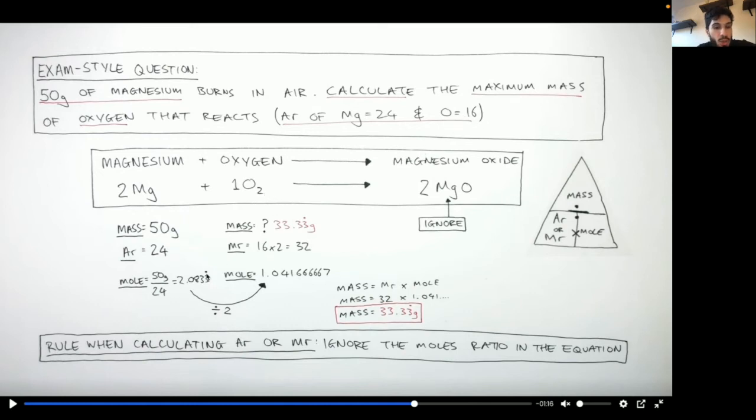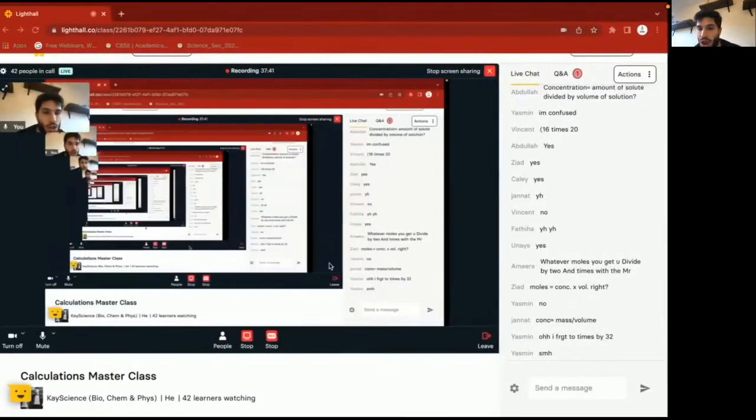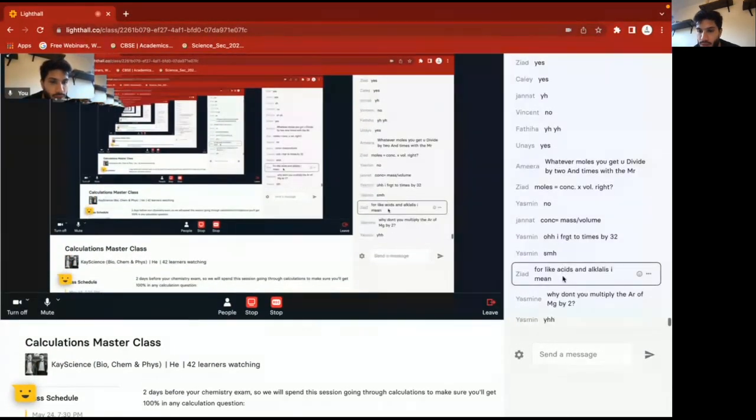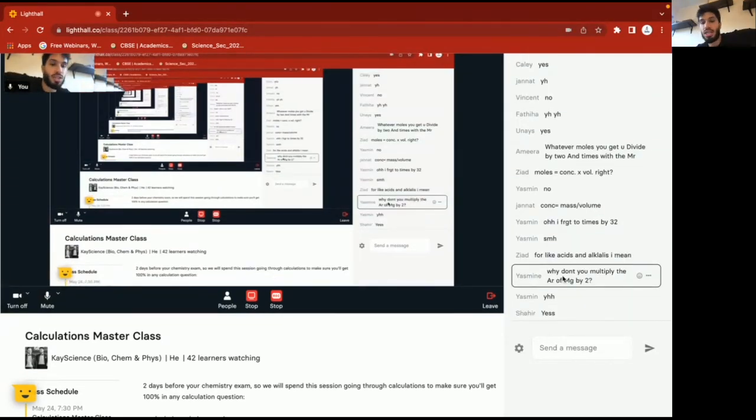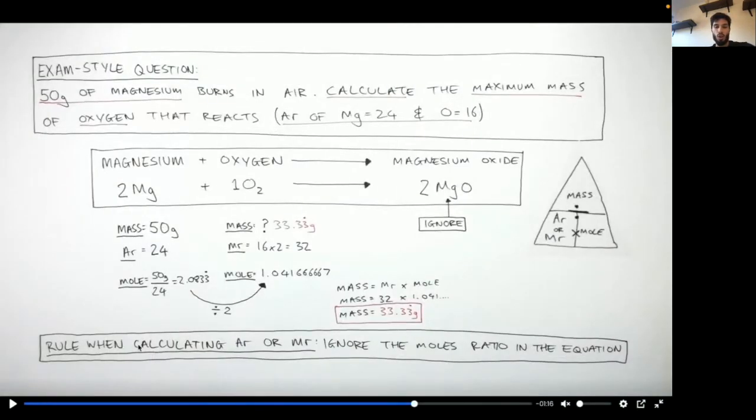Okay? How do we calculate the moles? Moles is mass divided by the AR. Okay? So it's 2.0833 recurring. Did you get that at least? You have to be getting that bit. If I'm honest, you don't multiply at that stage. Now look, when calculating the AR or MR, ignore the moles ratio in the equation. You don't use it at that point, so you do not multiply by 2.